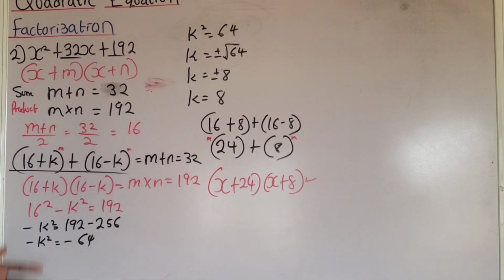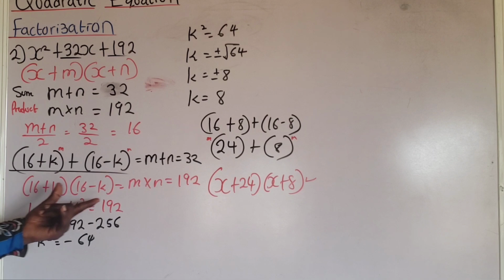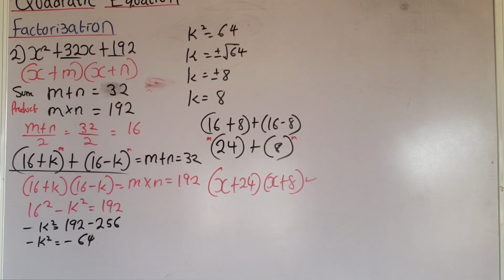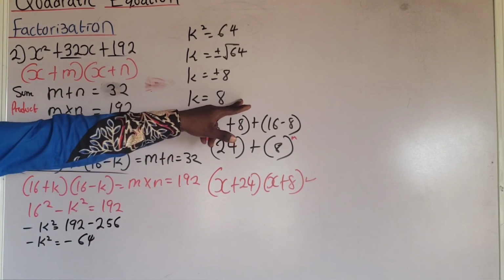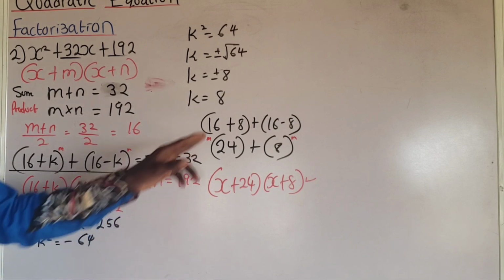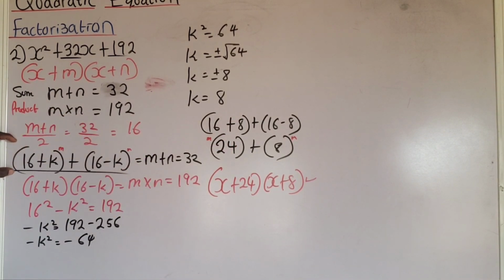So since you know that their sum is equals to 32, that means that their product as well must be equals to 192. So having done that, take the difference of 2 squared. You get the value of the constant that you increase the half with, which is 8 here. Then you replace the constant into the sum, so you get 2 values. Those 2 values are the value of m and n.